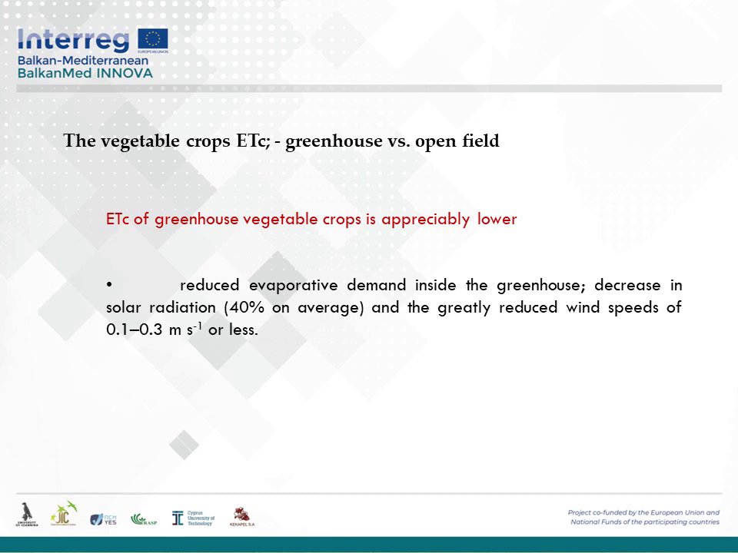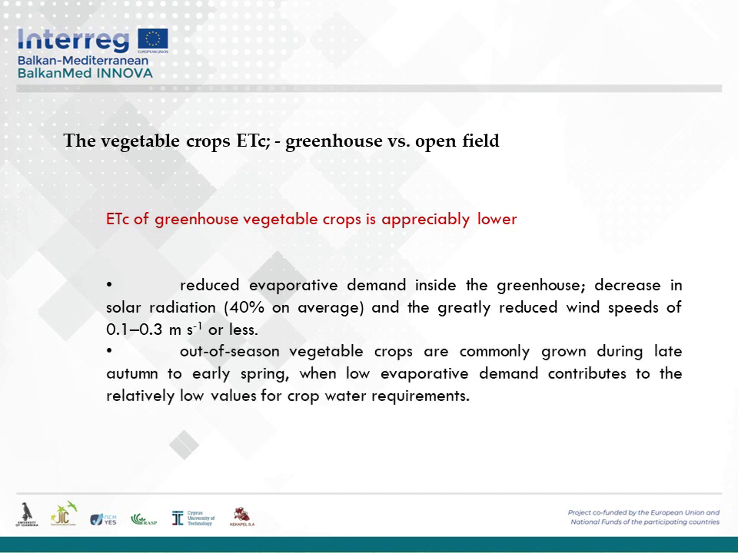And in addition, under greenhouse conditions, there is a significantly reduced wind speed of the air, and the maximum wind speed inside the greenhouse is no more than 0.1 to 0.3 meter per second, which is significantly less than in open field. And because of that, the evaporation rates of water are significantly less than for open field vegetables.